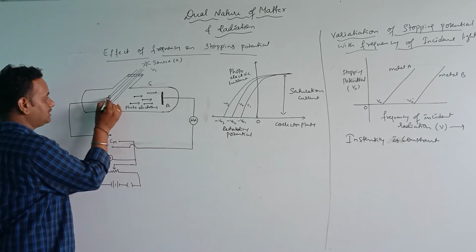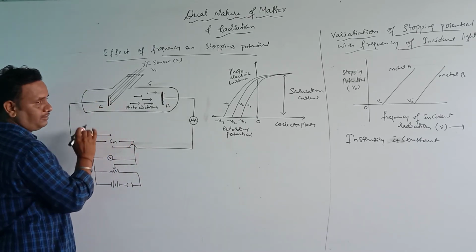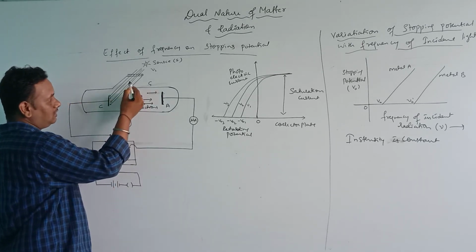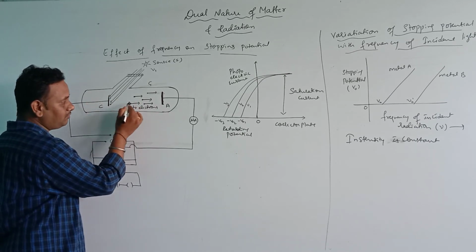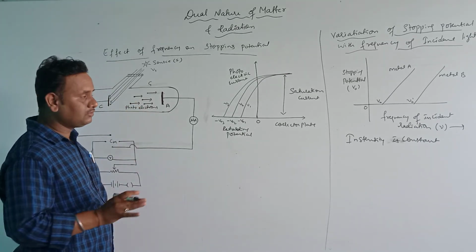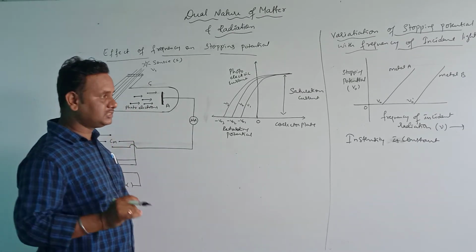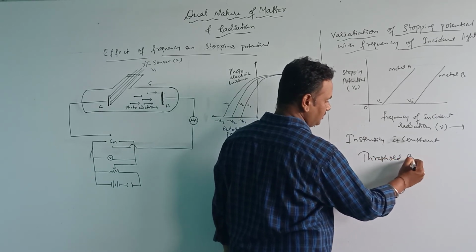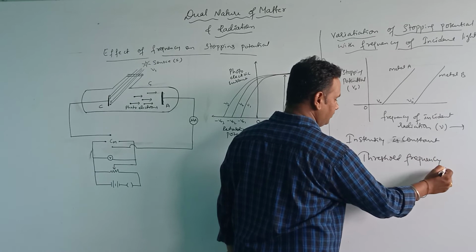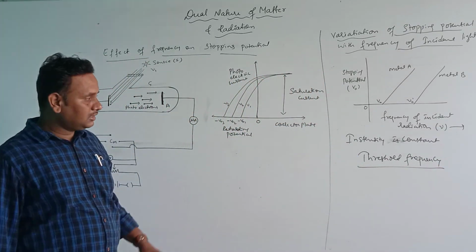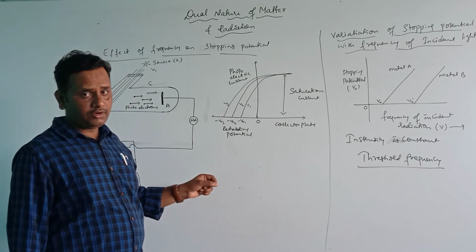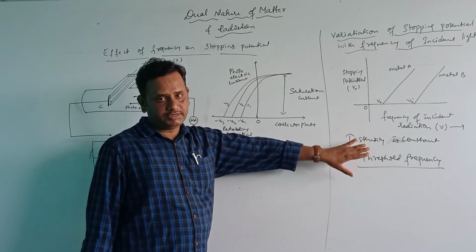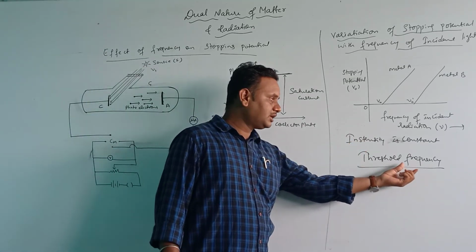Suppose for example we place one photosensitive plate A here. If this metal plate A gets some certain minimum frequency, then only it can emit the photoelectrons. Until then it will not emit photoelectrons. That frequency is called the threshold frequency. So what do we mean by threshold frequency? Threshold frequency is the minimum frequency of an incident radiation below which there will be no photoelectron emission.